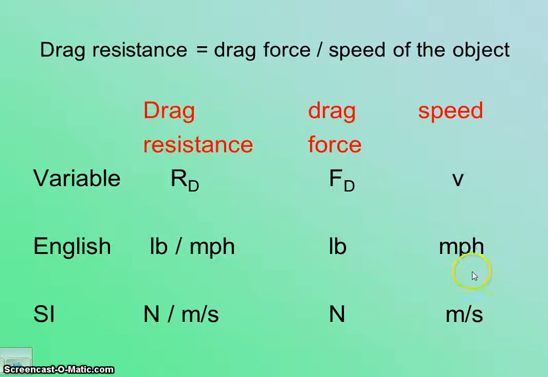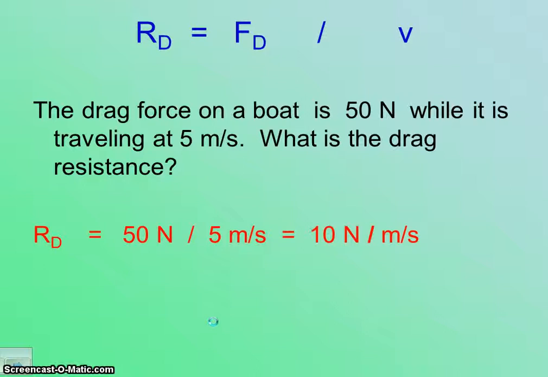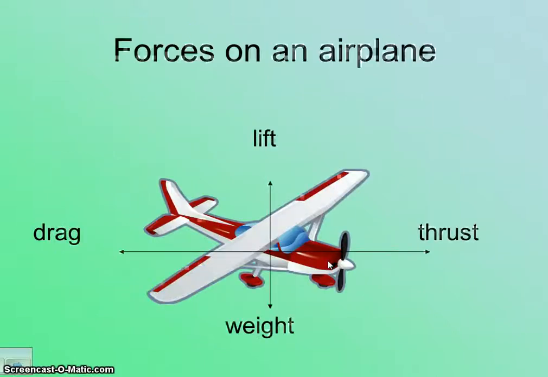Miles per hour is your velocity in English, and meters per second in SI. It's just going to be pounds over miles per hour, and newtons over meters per second. An example here, drag force on a boat. This is the equation we're using. Drag force on a boat is 50 newtons, while it is traveling at 5 meters per second. So 50 newtons divided by 5 meters per second is 10 newtons over meters per second.